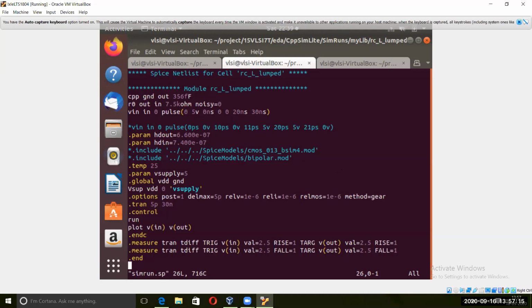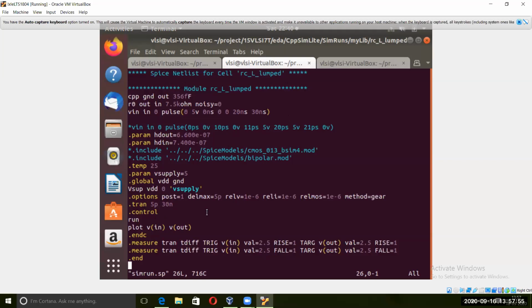Then you have to comment this too, because we don't need any model file here. I have not included the .lib file for our STM 4N, because it's a normal RC. We are not using an inverter, so no need of including. Also, you can comment this. By default, these two will always be there, so comment this. Then voltage 5 volts. Then I have taken the .tran 5 pico and 30 nano. I'm keeping both the same, this one 30 nano and this one also 30 nano. You can change this, your wish.